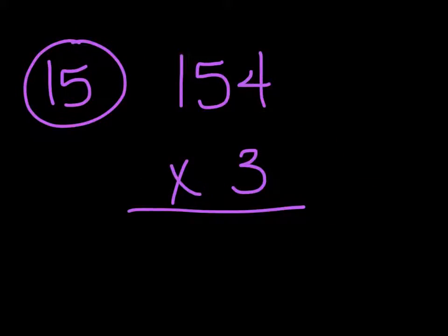Number 15, you have 3 times 4, which is 12. 5 times 3 is 15, plus 1 is 16. 3 times 1 is 3, plus 1 is 4.